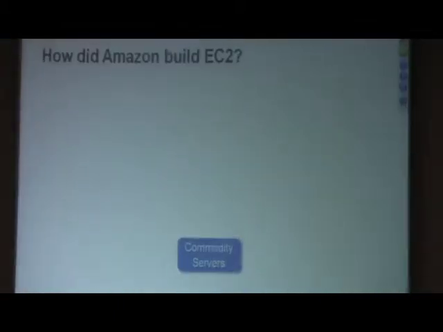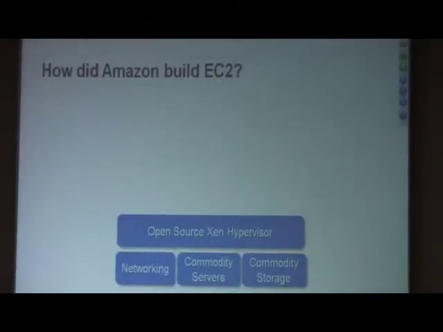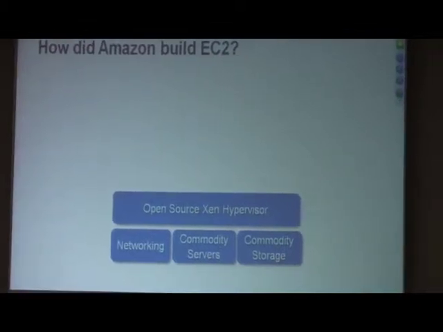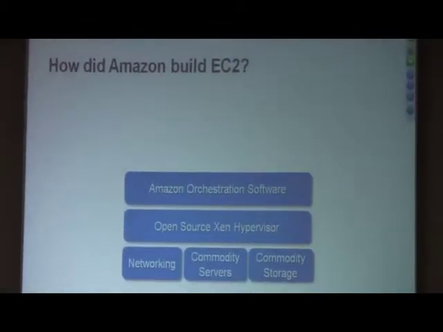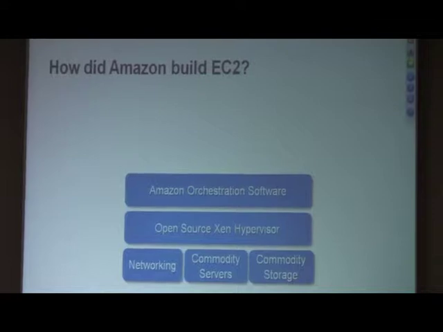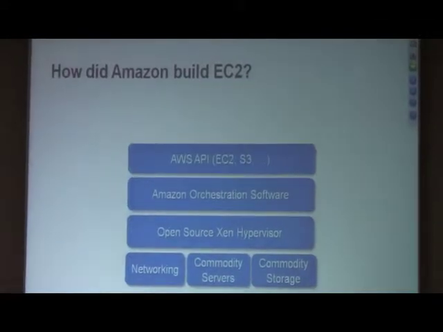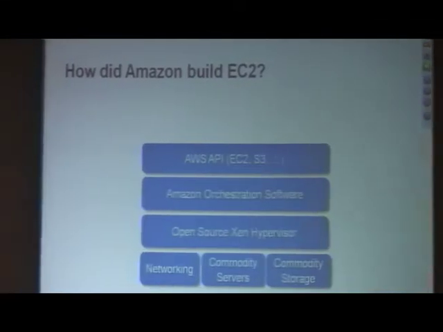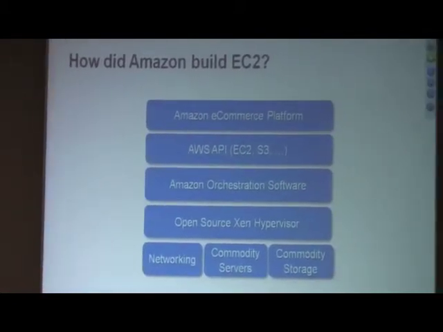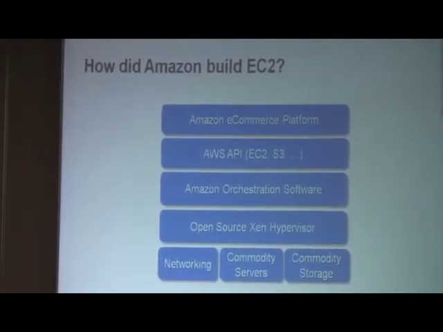When we built CloudStack, we took a look at how Amazon actually builds their EC2 service. It starts with their commodity servers, added networking and commodity storage. They put an open source hypervisor on top of that, added in their own orchestration software, added the API for the developers, and then added the e-commerce platform on top.